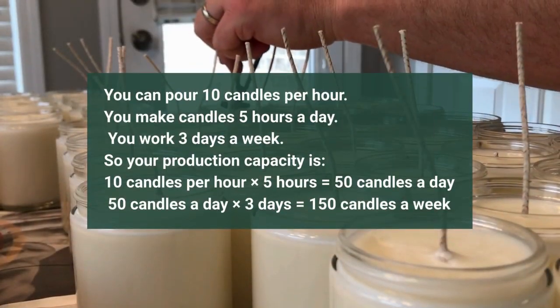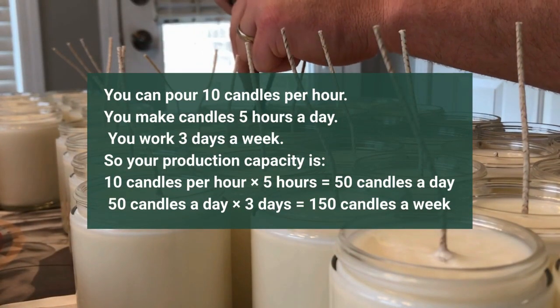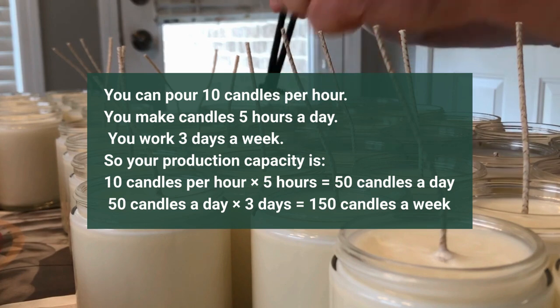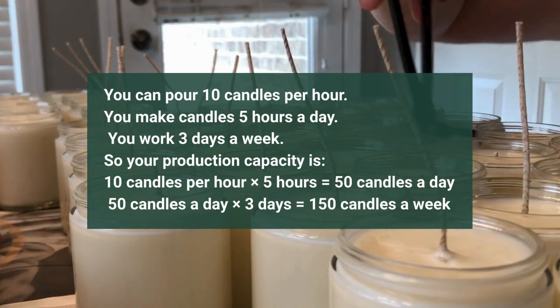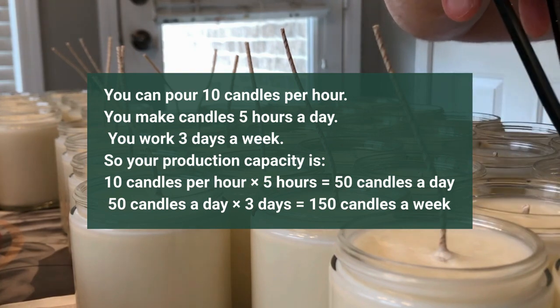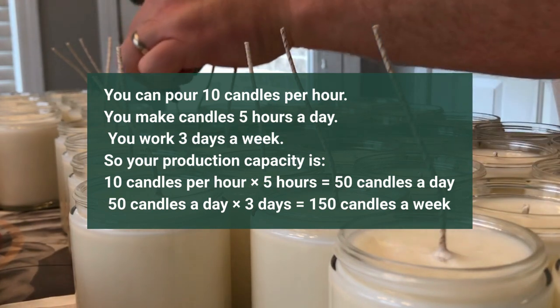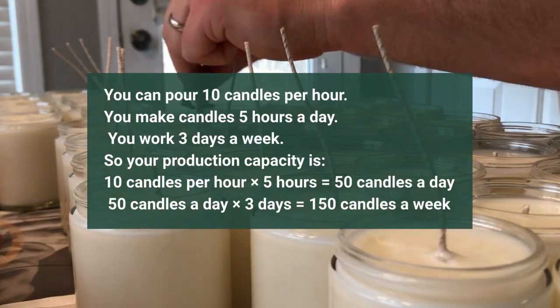You can pour 10 candles per hour. You make candles 5 hours a day and you work only 3 days a week. So your production capacity is that you can make 50 candles in a day, which means within 3 days you are able to pour 150 candles in a week.